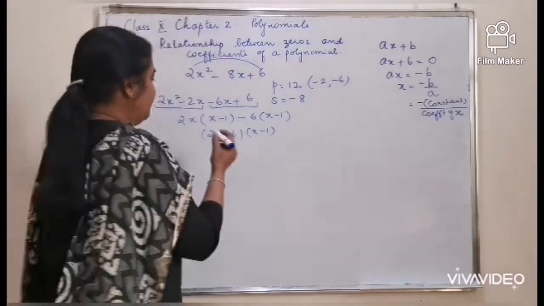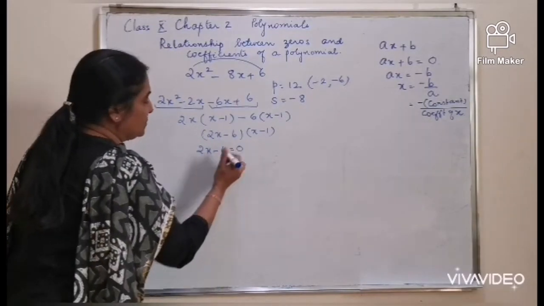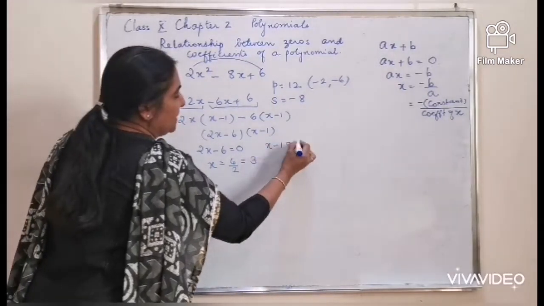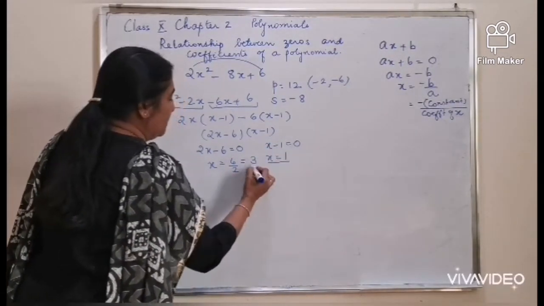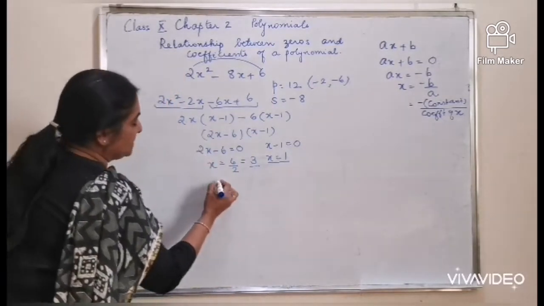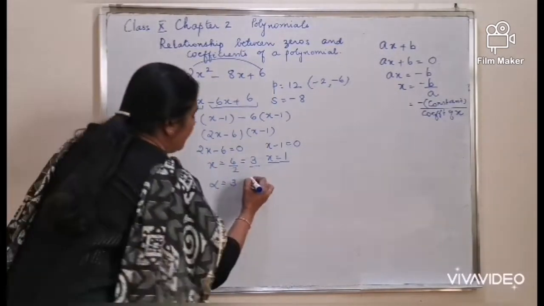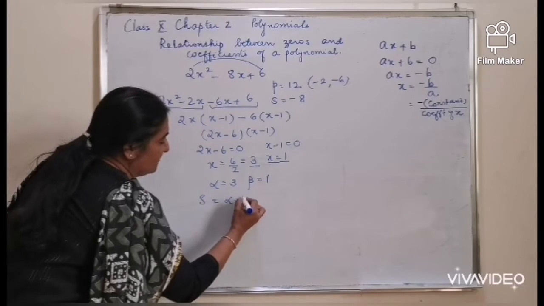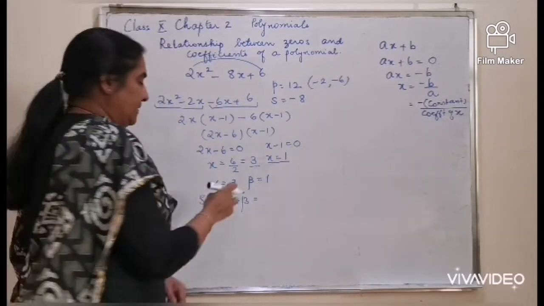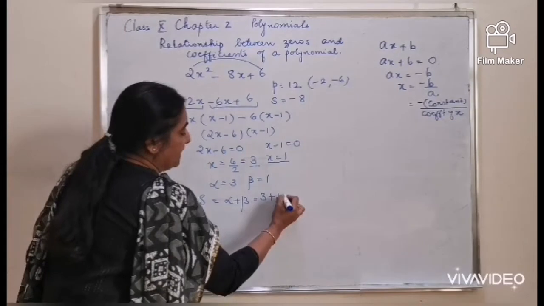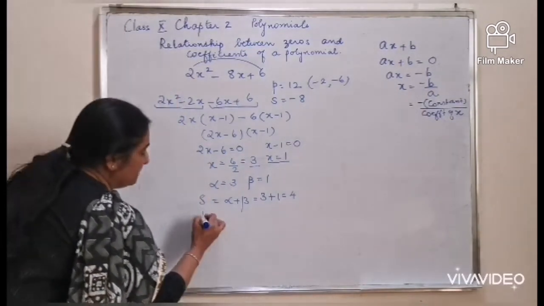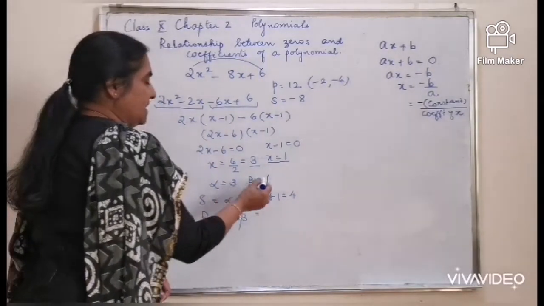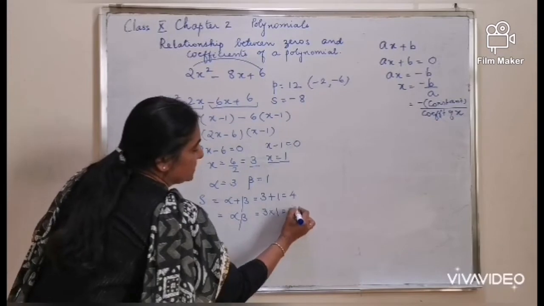The zeros are 2x minus 6 equal to 0, x is equal to 6 by 2, which is 3. x minus 1 equal to 0, x is equal to 1. Let us call the zeros alpha is equal to 3, beta is equal to 1. Sum of zeros is alpha plus beta, which is equal to 3 plus 1, which is equal to 4. The product of zeros equal to alpha into beta is the same as 3 into 1, which is equal to 3.